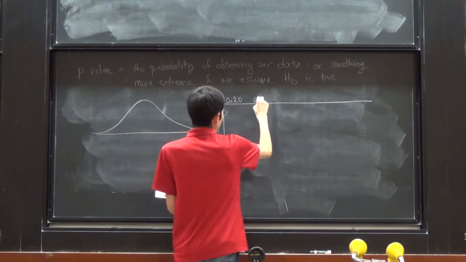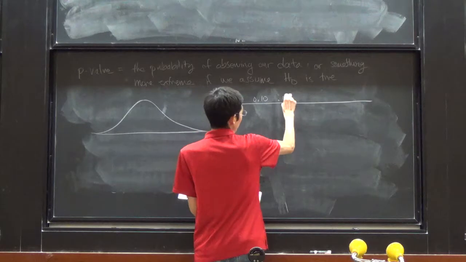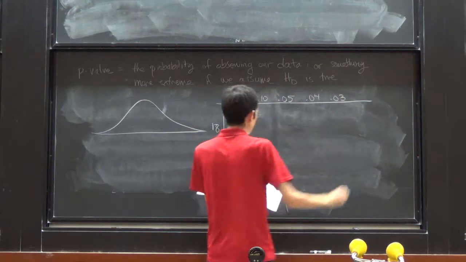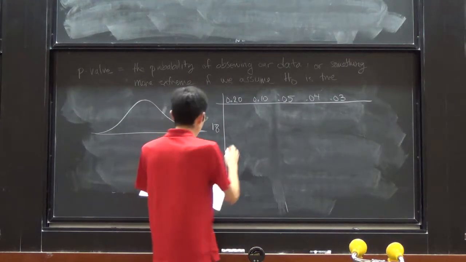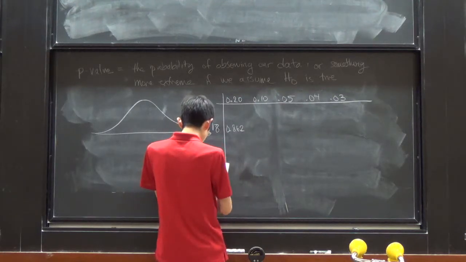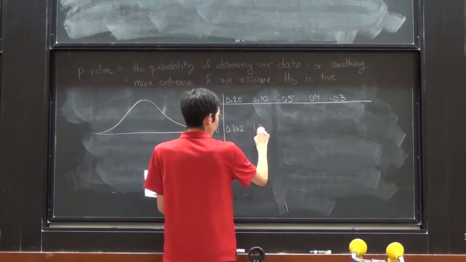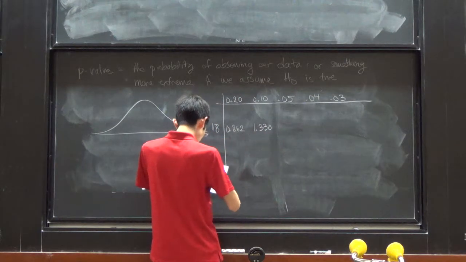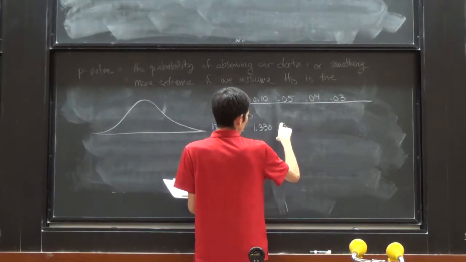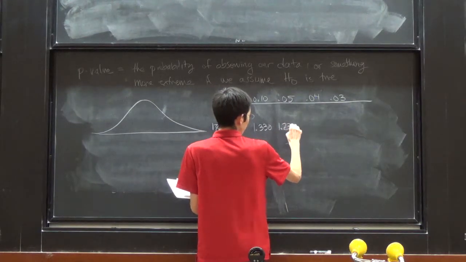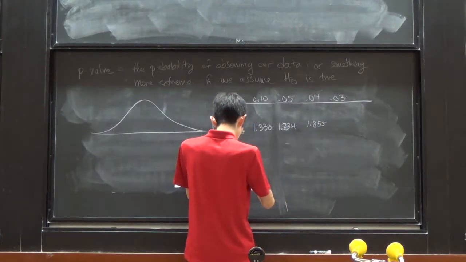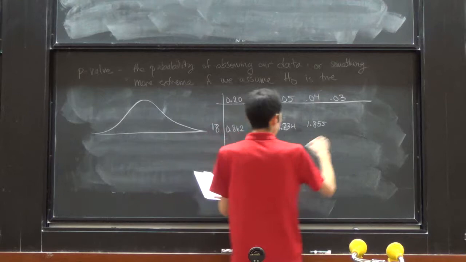20%, 10%, 5%, 4%, 3%, so on and so forth. And for 18 degrees of freedom, the numbers that we have in that row are 0.862, 1.330, 1.734, 1.855. And 2.007.